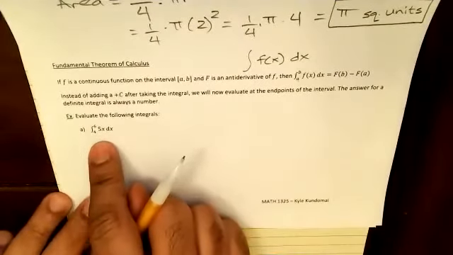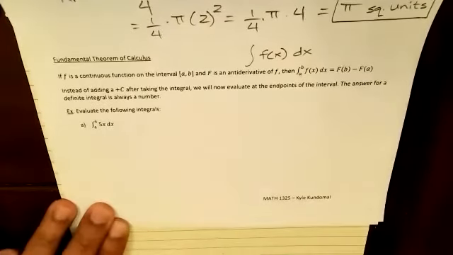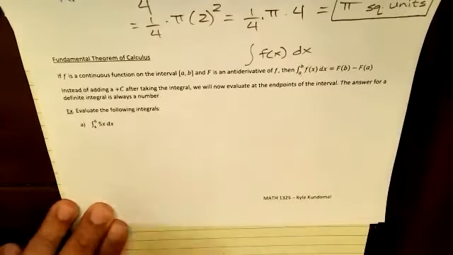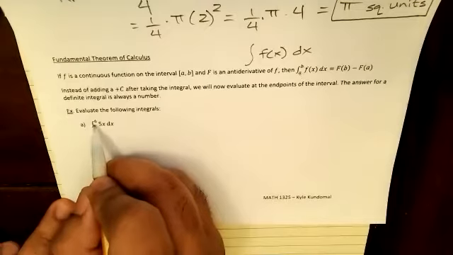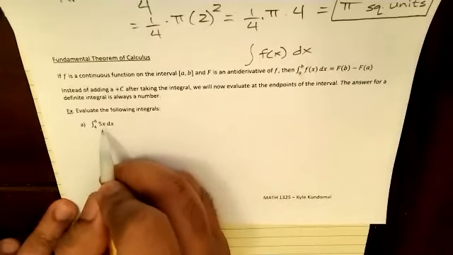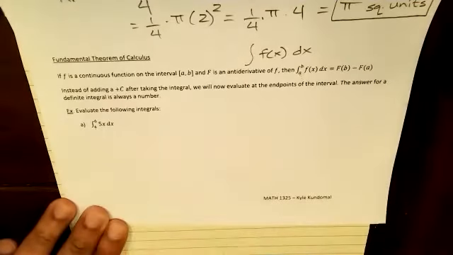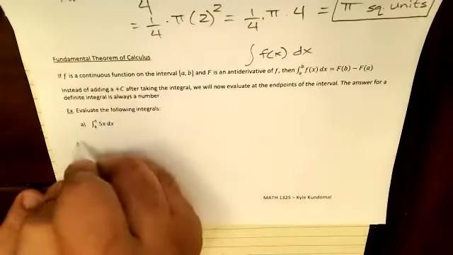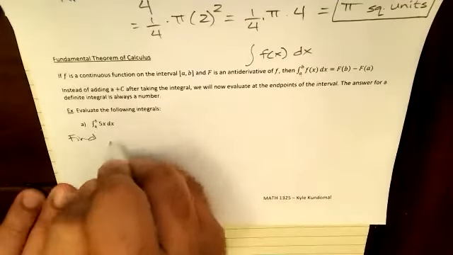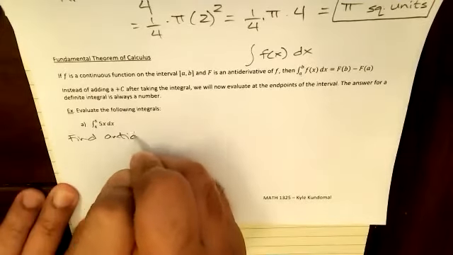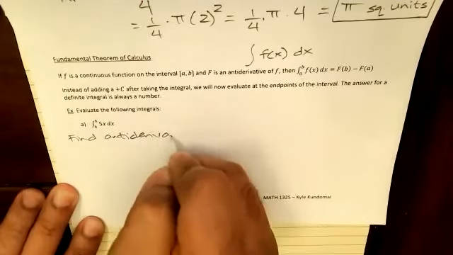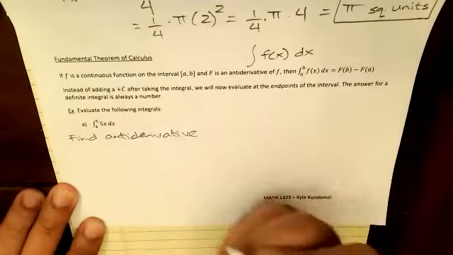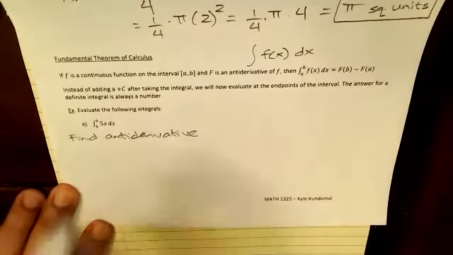Okay, so let's just go ahead and do this example right here, and I'll show you. Okay, so right here, I want to find the integral from 4 to 6, and then my function is 5x dx. So what I'm going to do first is I'm going to find the antiderivative. So find antiderivative. That's the first thing you do.